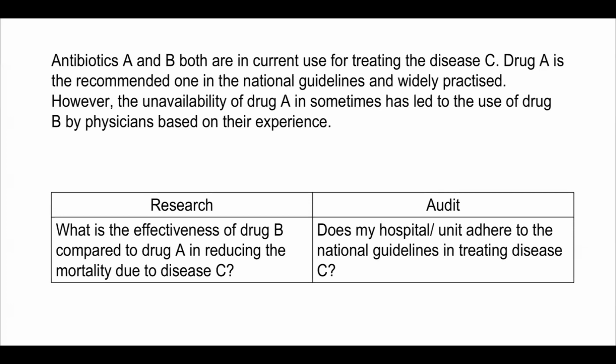So if you do a research, the research question might be: what is the effectiveness of drug B compared to drug A in reducing the mortality or hospital stay or whatever, a quantifiable thing, right? But the audit question may be whether my hospital unit adheres to the national guidelines in treating disease C. So how often do we use B instead of A? And in which circumstances do we use that? Can we minimize that happening? Do you understand the difference?